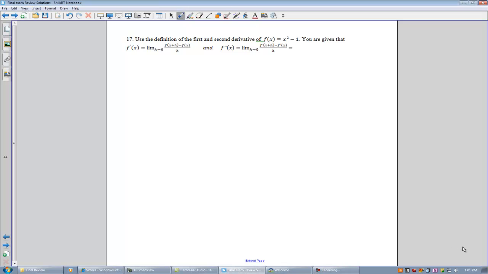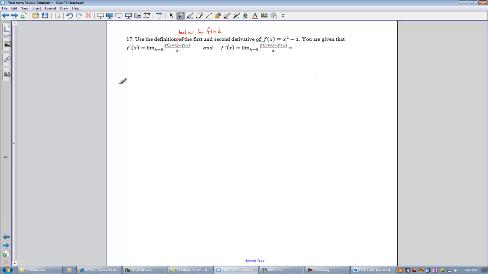So on number 17, what we want to do is use the definition of the first and second derivative of f of x equal to x squared minus 1. Oh, this should say use the definitions below to find the first and second derivative. This is messed up. Okay, so I fixed it here, and on your copies, hopefully it's fixed. It says use the definitions below to find the first and second derivative of f of x equal to x squared minus 1. You were given that, and so here are the definitions.